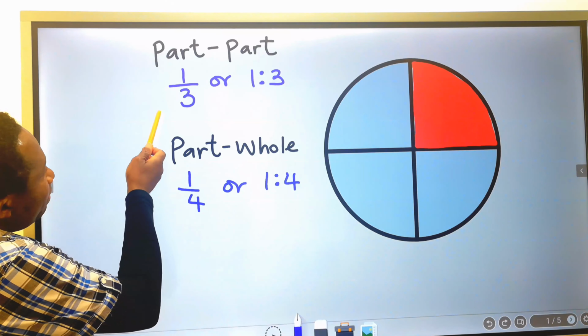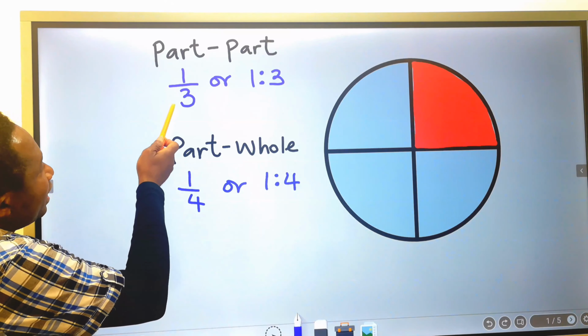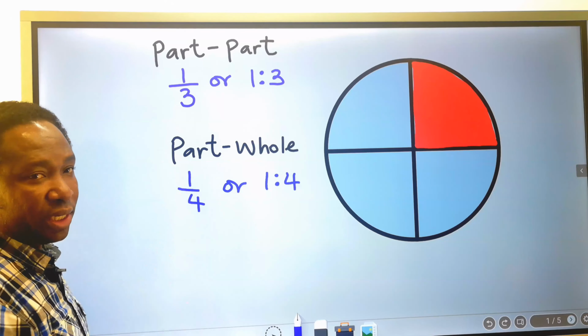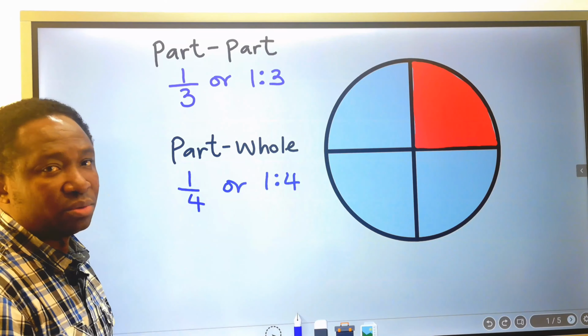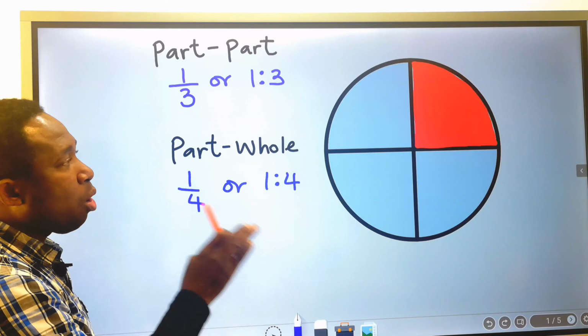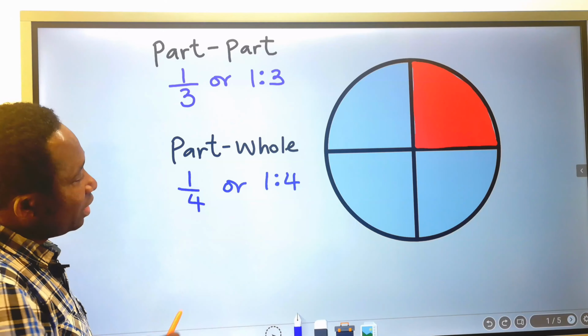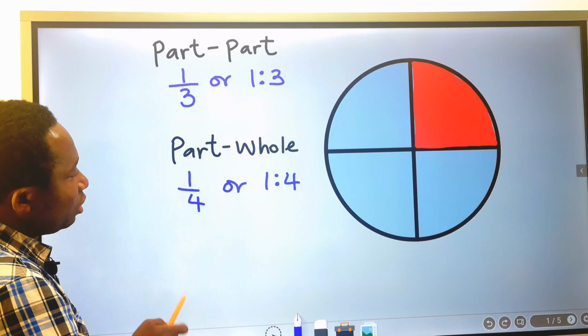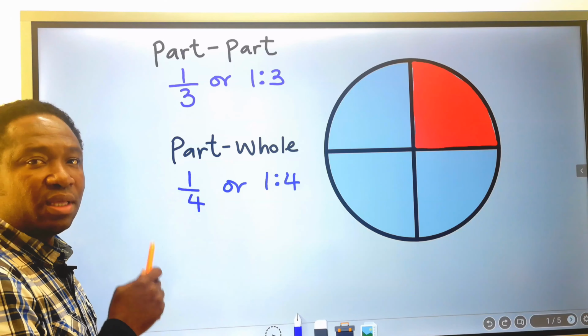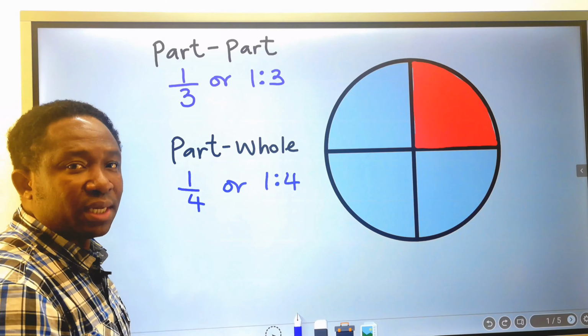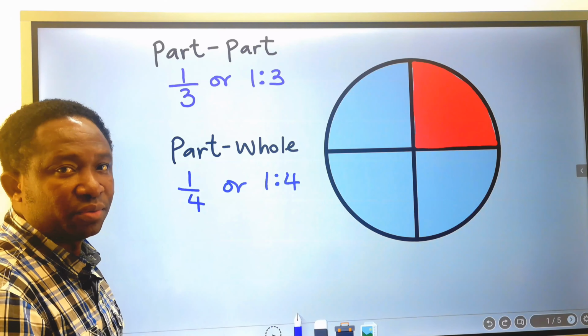For part-to-part, we are considering the part that was shaded and the part that was remaining in the circle. We are not counting all the divisions, but for part-to-whole, we always consider the entire division. This is a very important concept in ratio.